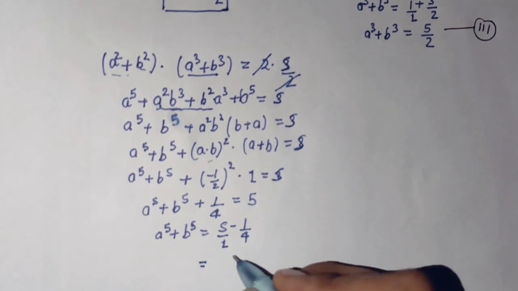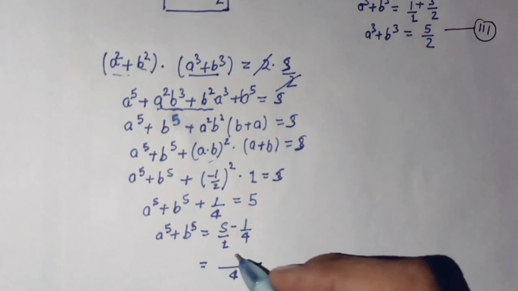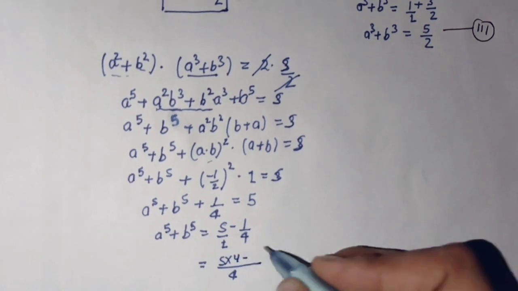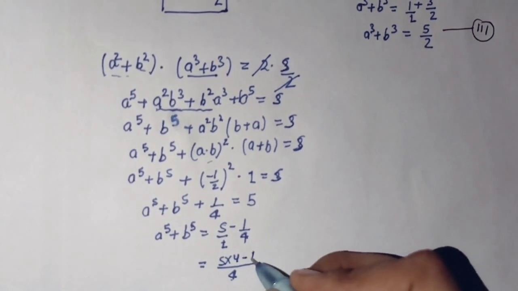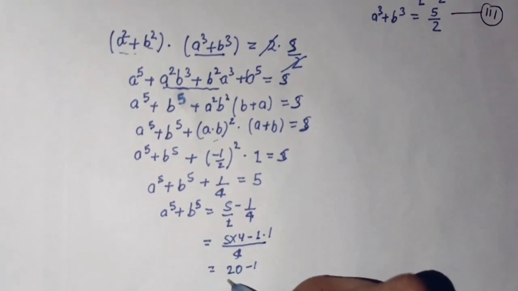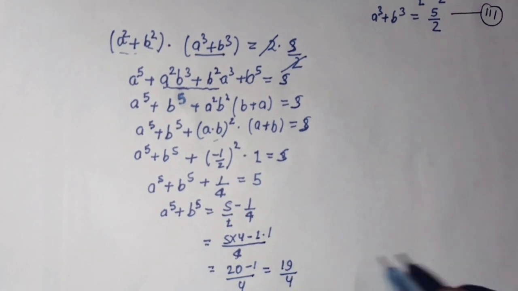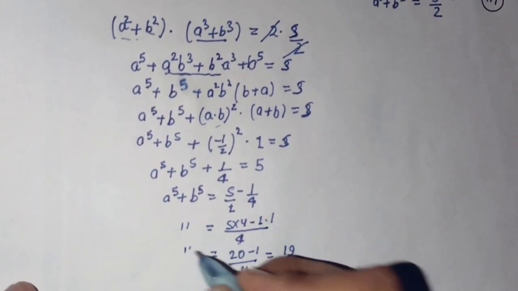So for 1 and 4, the LCM is 4. 4 divided by 1 we get 4, minus 4 divided by 4 we get 1. Equals 20 minus 1 over 4, equals 19 over 4. The same.